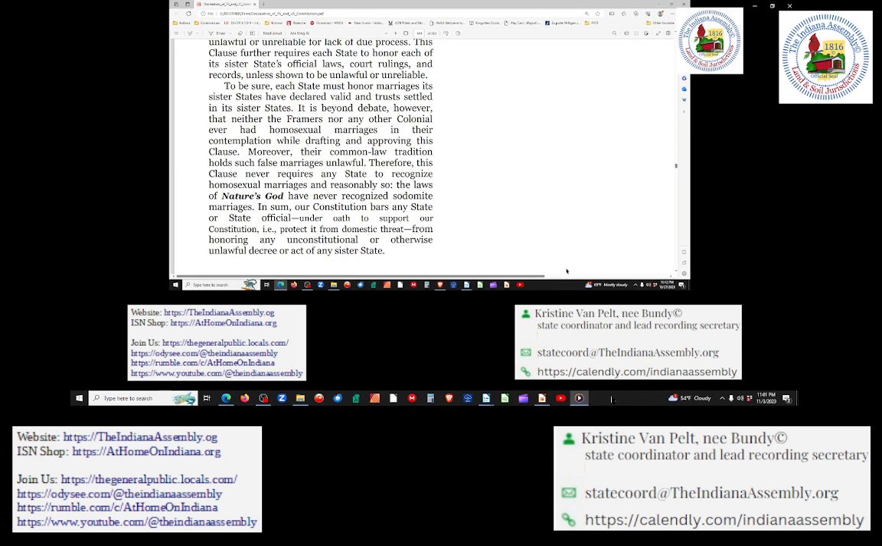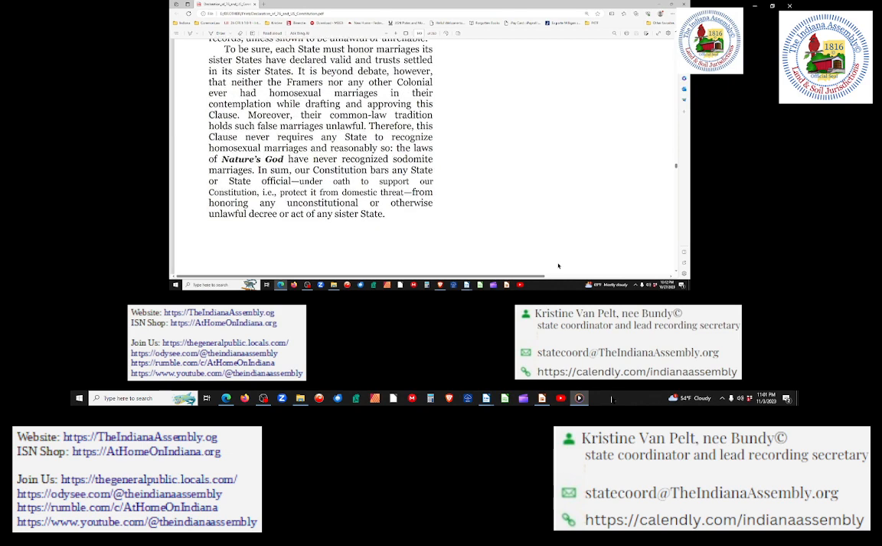It is beyond debate, however, that neither the framers nor any other colonial ever had homosexual marriages in their contemplation while drafting and approving this clause. Moreover, their common law tradition holds such false marriages unlawful. Therefore, this clause never requires any state to recognize homosexual marriages, and reasonably so. The laws of nature's God have never recognized sodomite marriages.